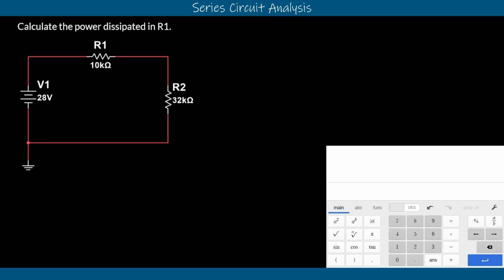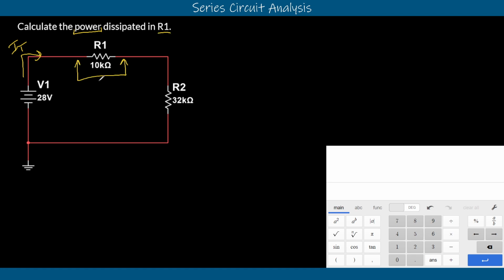Hello and welcome. In this video, we're going to look at how to calculate power dissipated in R1 through the series circuit here. We know this is a series circuit because there's only one pathway for current to flow. So that identifies a series circuit. That also means that we only have one current in this circuit, IT. So knowing that, we can work through how to solve for the power in R1 specifically.